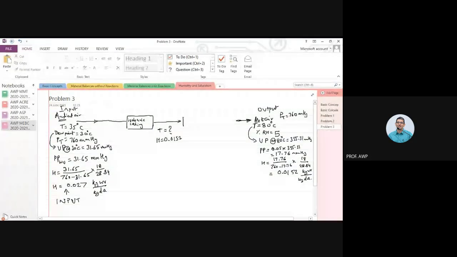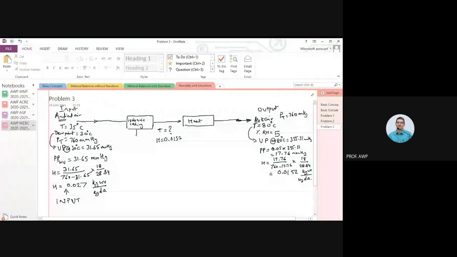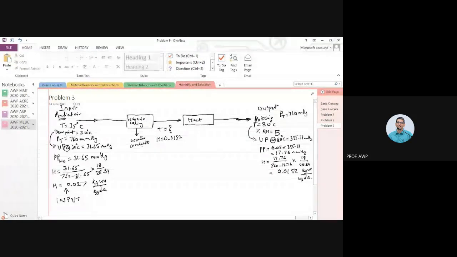And then now if I heat to 80 degrees centigrade, then that humidity will remain the same in the heating process, because we are not adding any water, we are not condensing any water. Do you agree? So I'll have to cool below the dew point so that the water condenses out. Do you agree? Yes, sir.